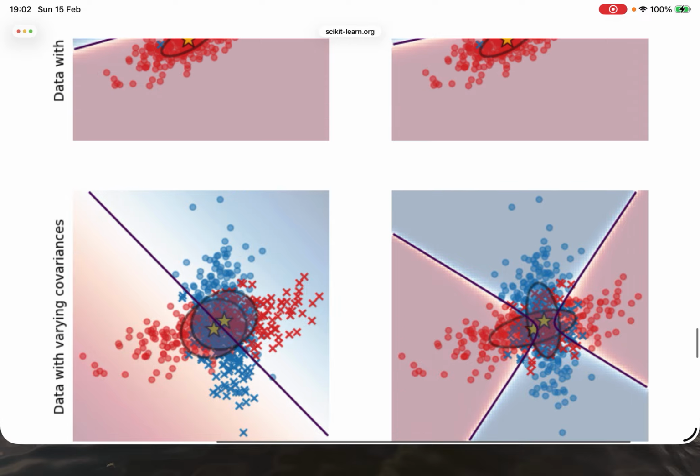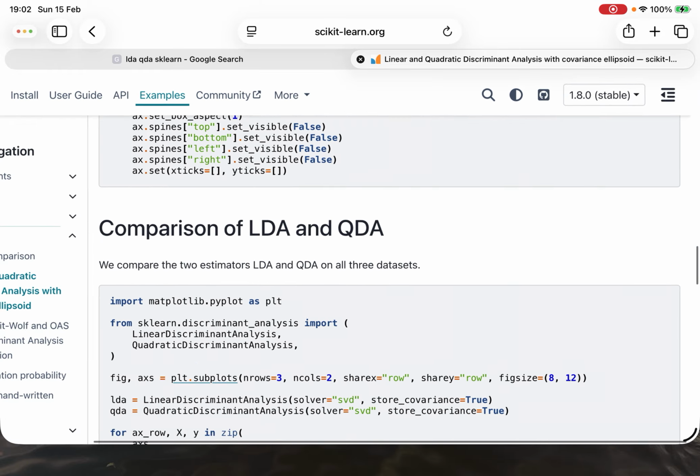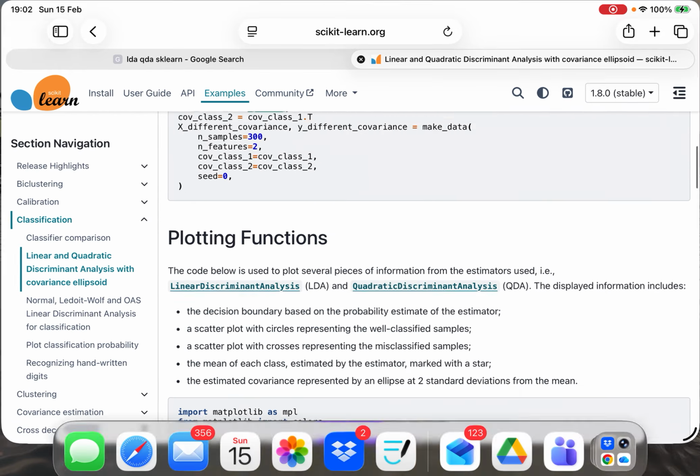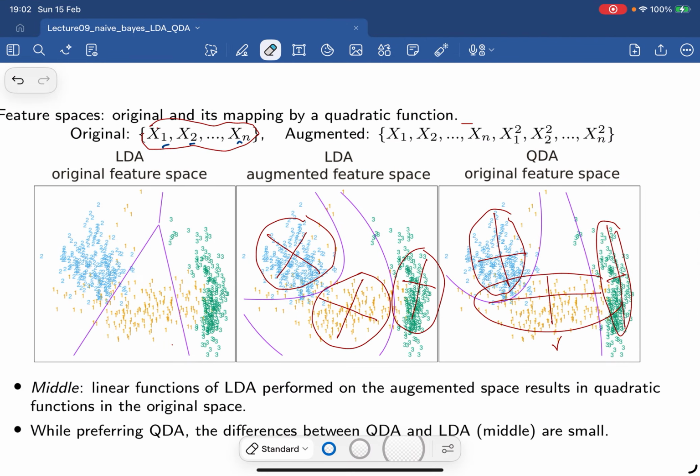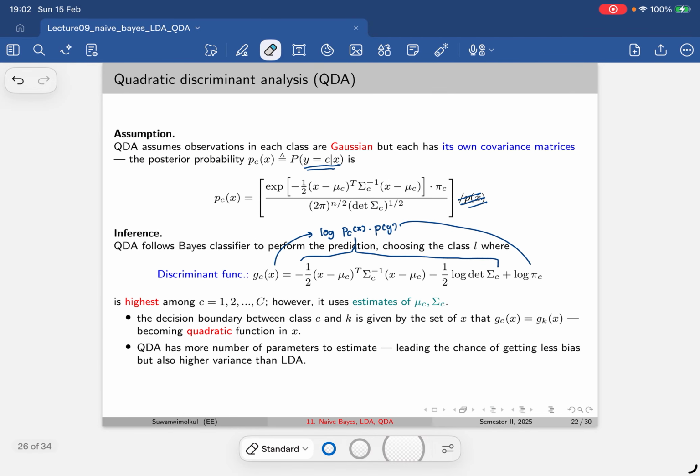This is just an additional example. You can go through the sklearn. It's actually in here. Yeah, right. Okay, let's move on with our lecture.